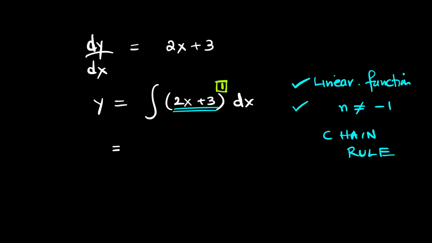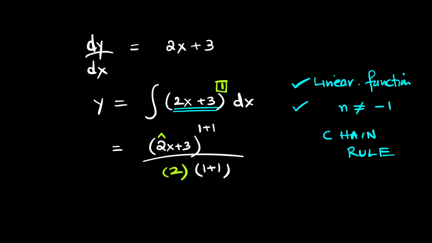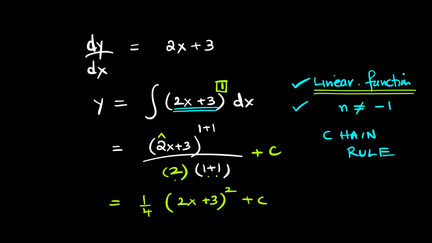So let's start with the chain rule. The bracket remains as it is. Power increases by 1. Divide by the new power. Don't forget to divide by the coefficient of x or the derivative of the bracket. That is the same thing when we are dealing with a linear expression, plus a constant of integration c. 1 plus 1 is 2. 2 into 2 is 4. So this is 1/4 (2x plus 3) whole squared plus c.